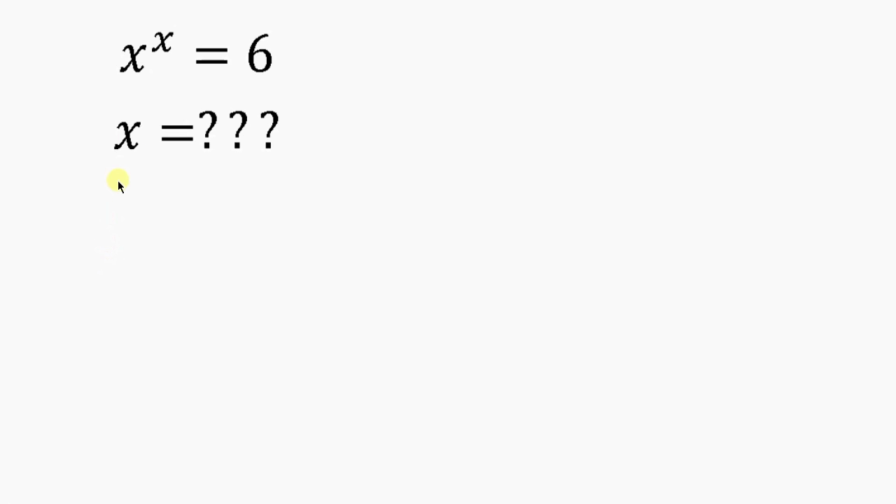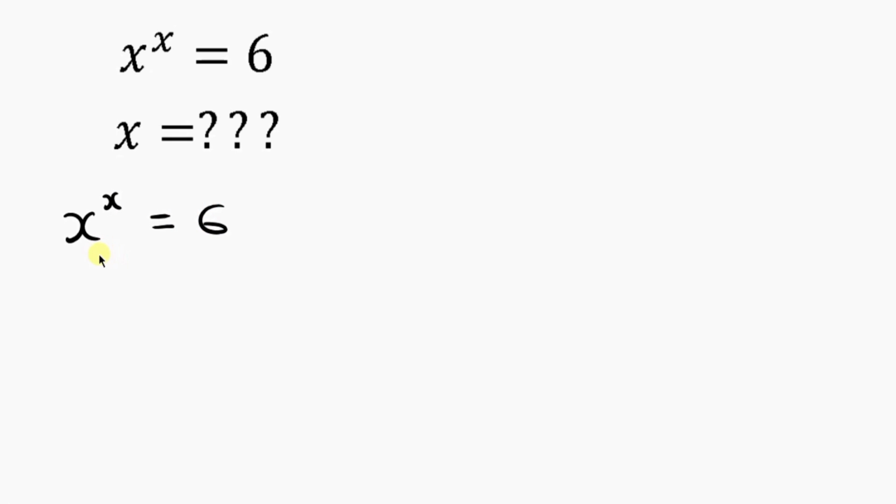Now, look at this nice and beautiful Olympiad question we have here that we're going to be solving. The question says x to the power of x is equal to 6. We are to look for the value of x. That means x to the power x is equal to 6.